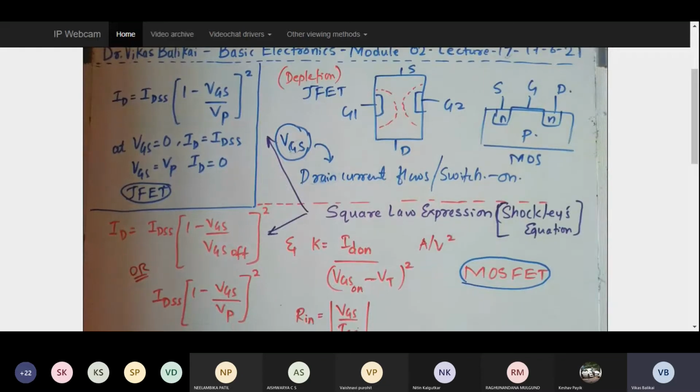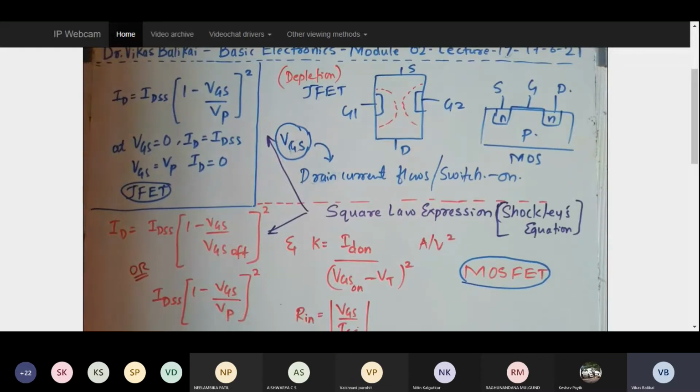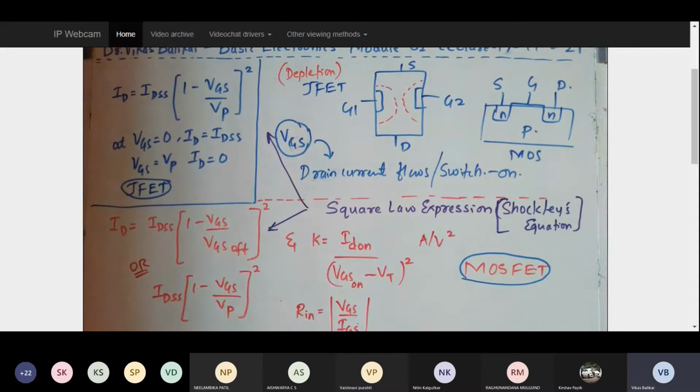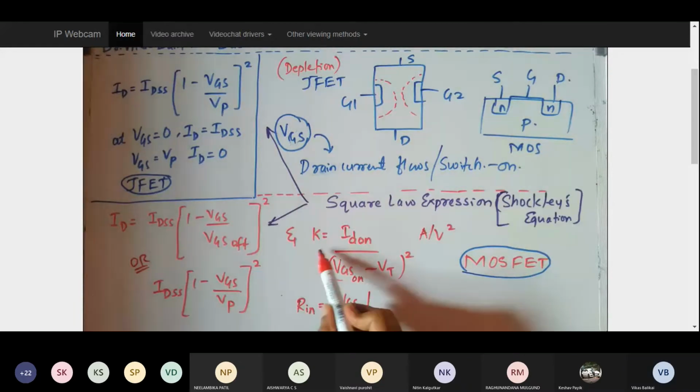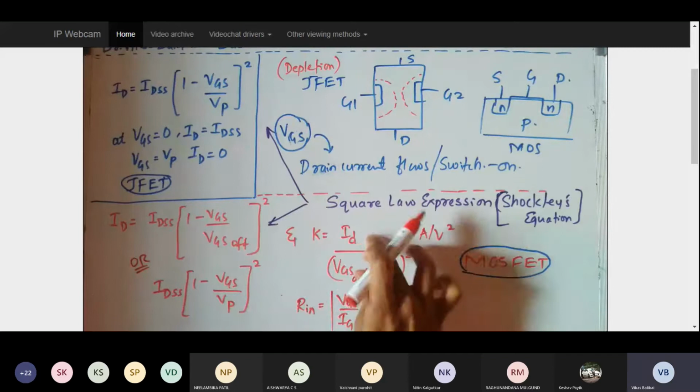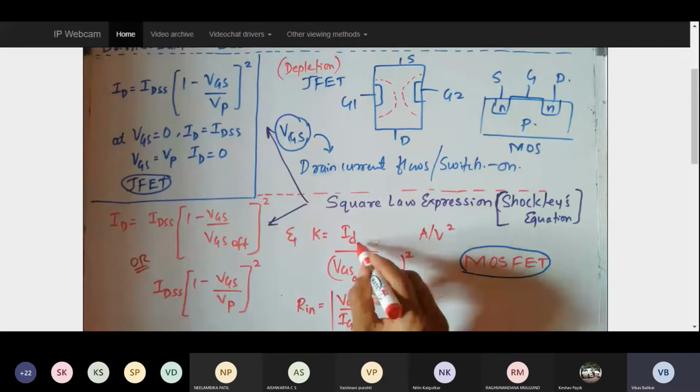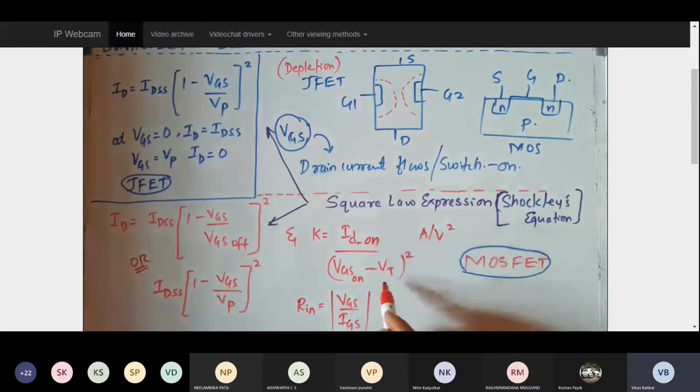With this, we'll begin with a few numericals. Along with that, there are two more expressions, K is equal to ID divided by (VGS minus VT) whole square. How you obtain this expression is beyond the limit of your syllabus, because you'll be learning these in your higher semesters, but they have kept these terms in your syllabus, so that's the reason I'm letting you know.